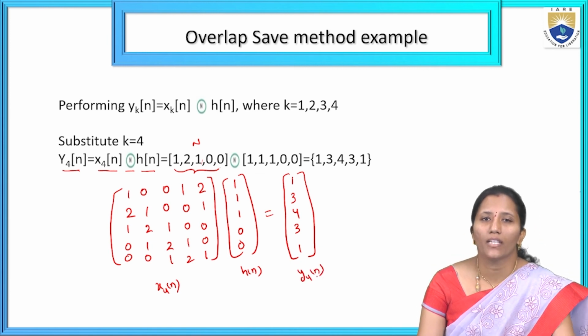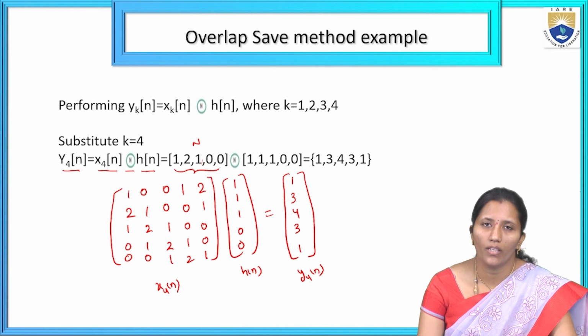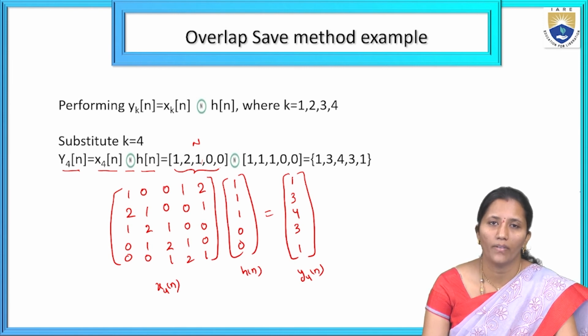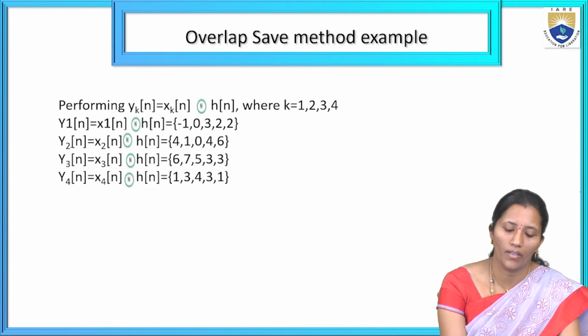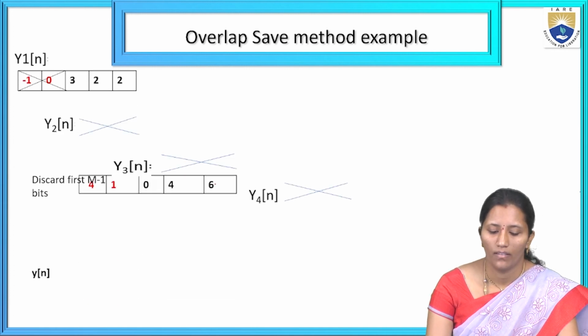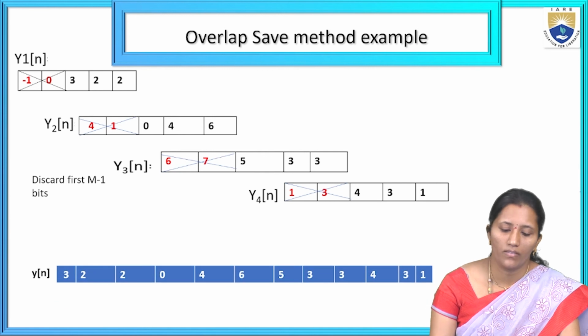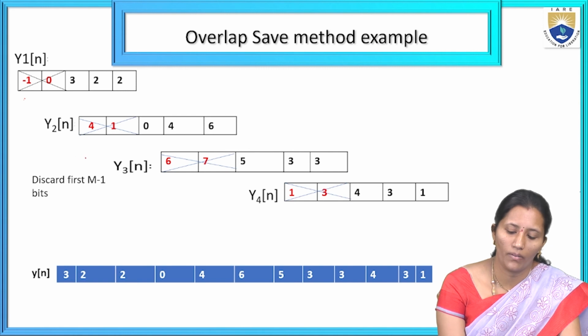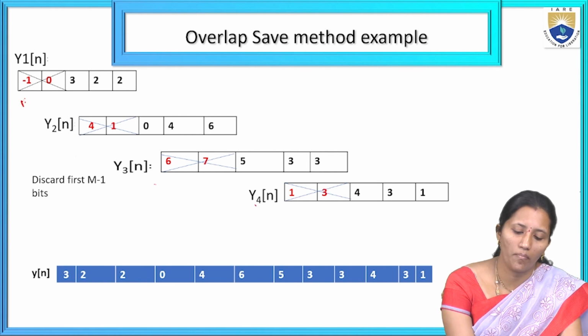So here, by performing circular convolution of the individual segmented blocks with the impulse response, we are getting the output responses of the individual blocks as y1 of n, y2 of n, y3 of n and y4 of n. So how do we concatenate these segmented output responses? Here we are getting y1 of n, y2 of n, y3 of n values. First we write y1 of n, y2 of n, y3 of n, y4 of n. The first m-1 bits will be discarded.